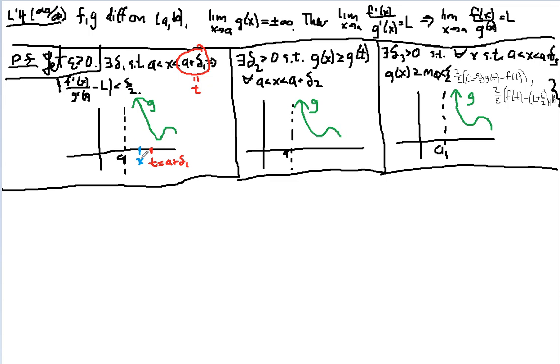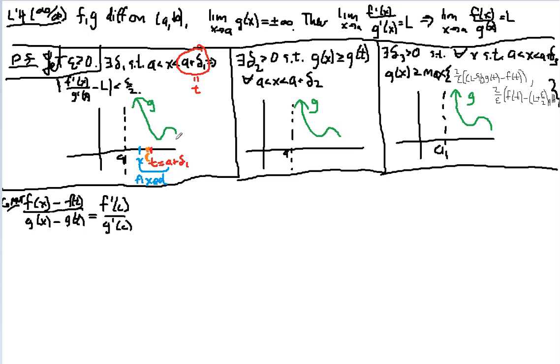Well, now what's going to happen is I'm going to fix these two, and I'm going to apply the generalized mean value theorem. And when I apply the generalized mean value theorem, I get f of x minus f of t over g of x minus g of t equals f prime of c over g prime of c, for some c in this interval between x and t. So the way this picture looks is, in orange, I have some c in here such that that's true.